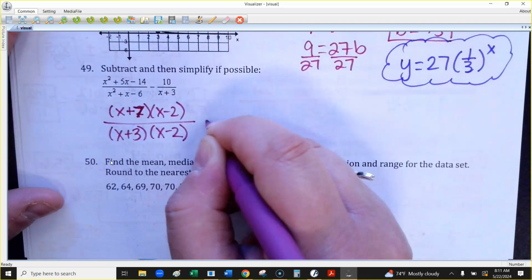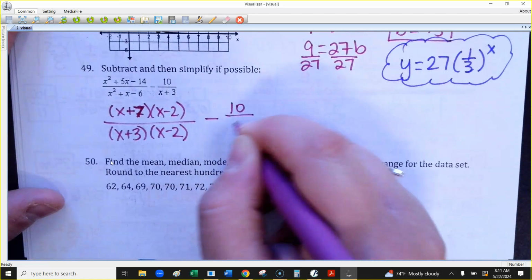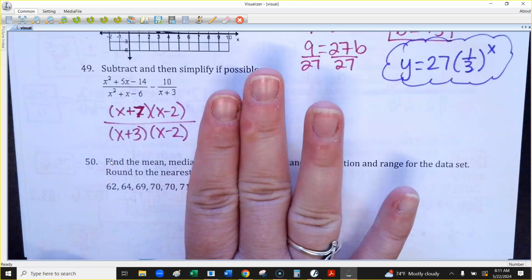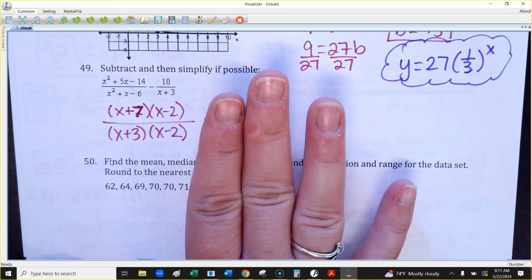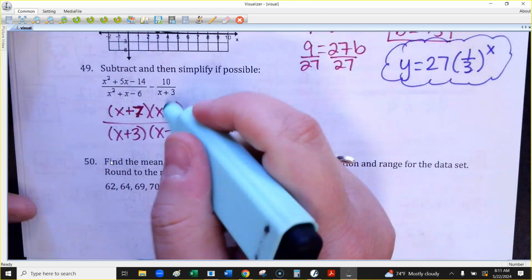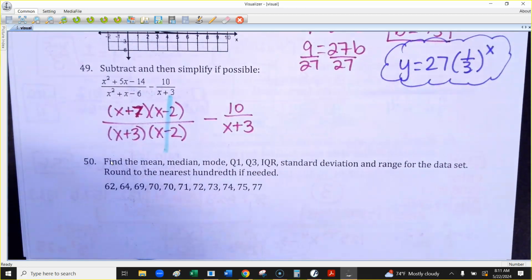Okay, now I want to make a point about this. In that first fraction, just ignore this for a second. In that first fraction, 2 of these match up. Completely legal to just wipe that out right now. They're in the same fraction.